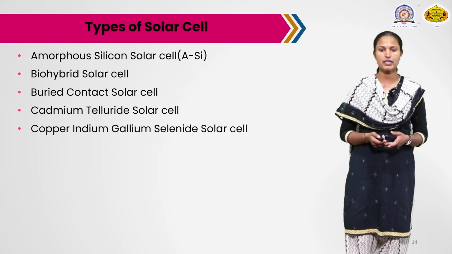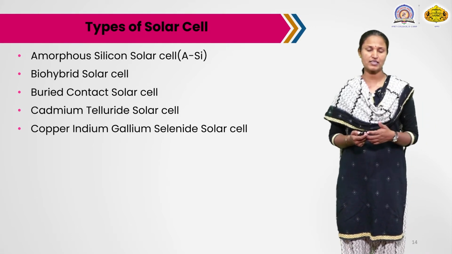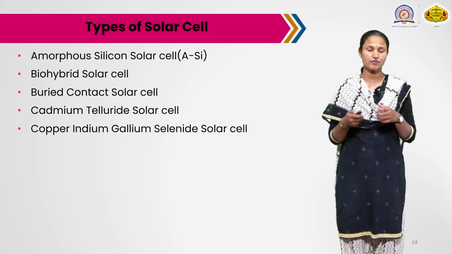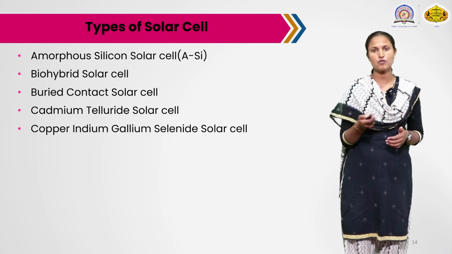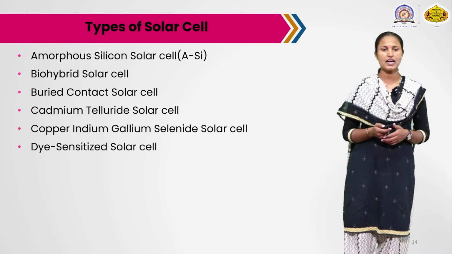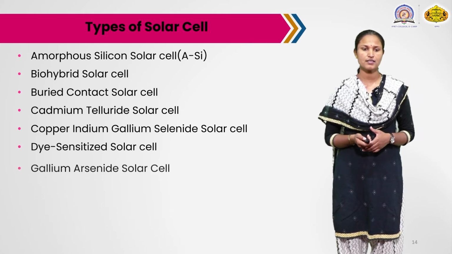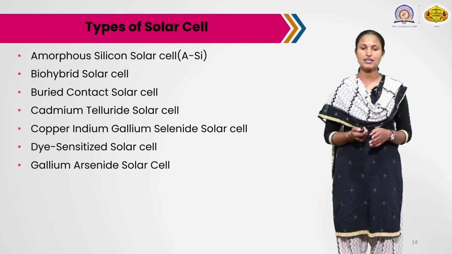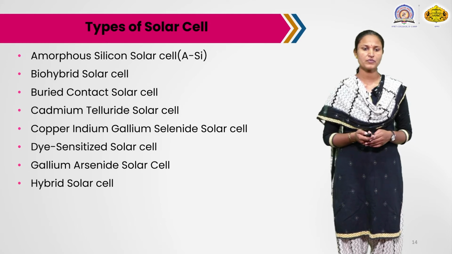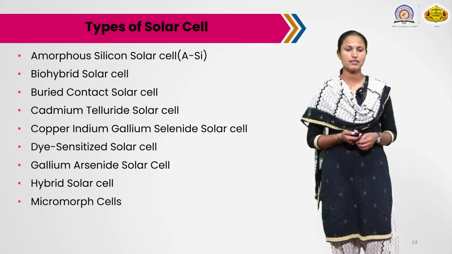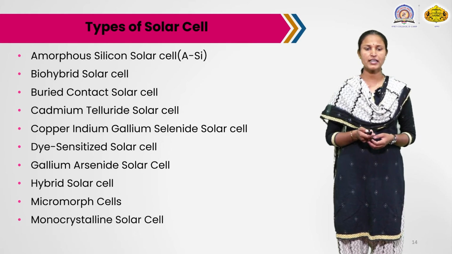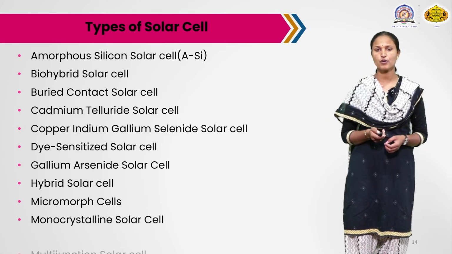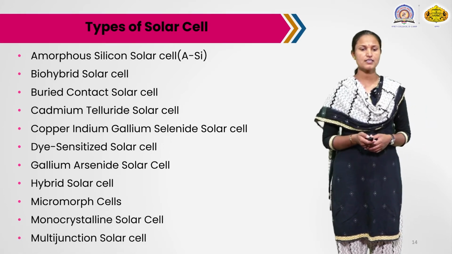Next is the copper indium gallium arsenide solar cell, and for these types of solar cells we have to use that material in different types. Then these types of solar cells: dye-sensitized solar cells, gallium arsenide solar cell. Next is the hybrid solar cells. Next is the micromorph cells, and next is the monocrystalline solar cell. Next is the multi-junction solar cell.